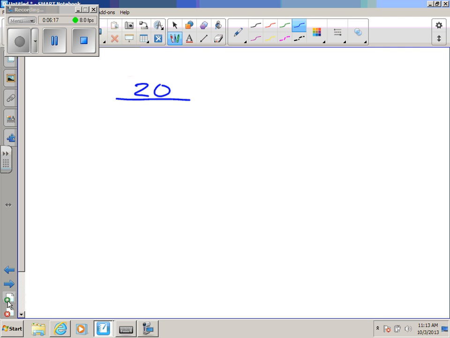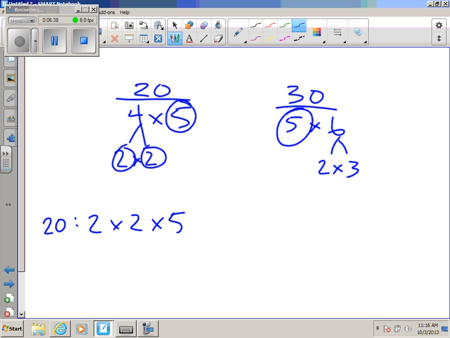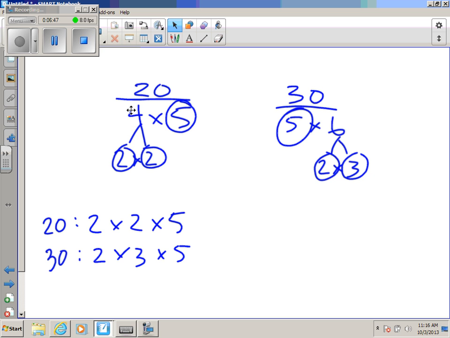You try one. All right, so 20. Whatever combination you decided, 4 times 5 works out pretty good. So 2, 2, 5. So if we relist 2, 2, 5, 30. Let's go 5 and 6. So for 30, 2, 3, 5. Okay? Question. I get that. You not in the circle. What did you get?